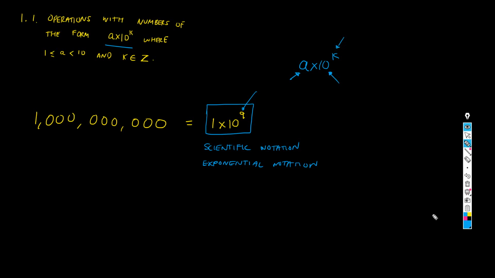And there are requisites, or characteristics, constraints upon each of these numbers, which are these. A must be greater than or equal to 1 and less than 10. It cannot be equal to 10. It has to be less than 10. And also, k, like I said before, must be an integer. This k must be an integer.